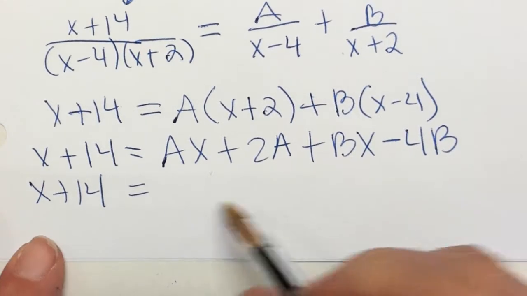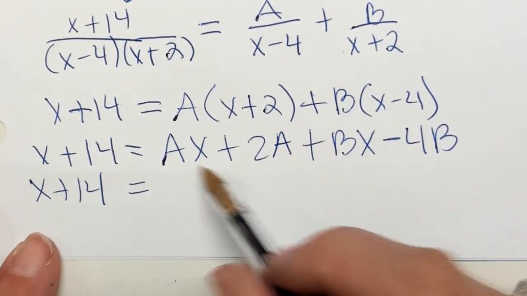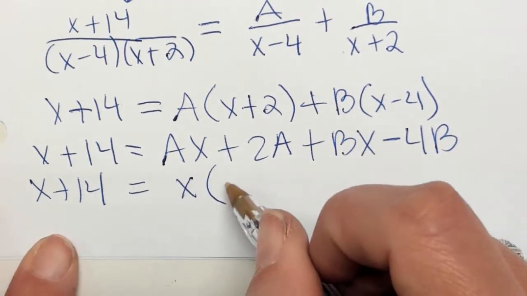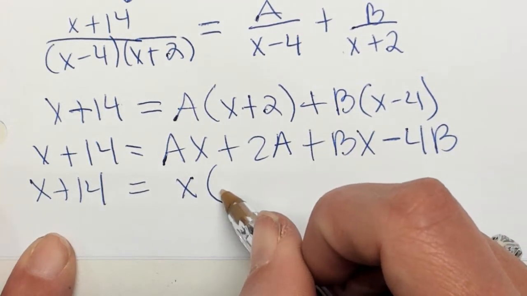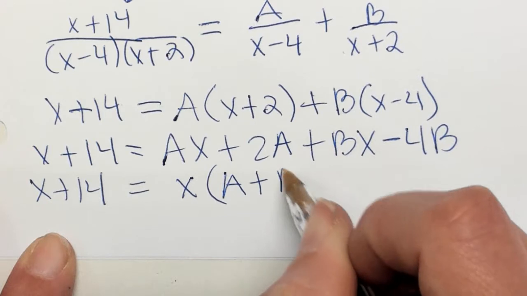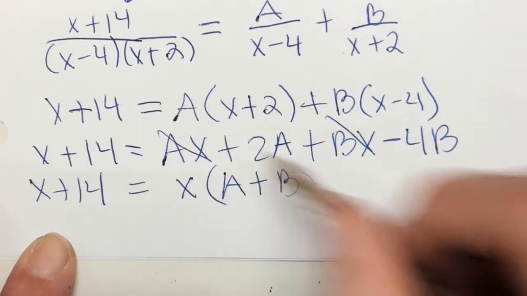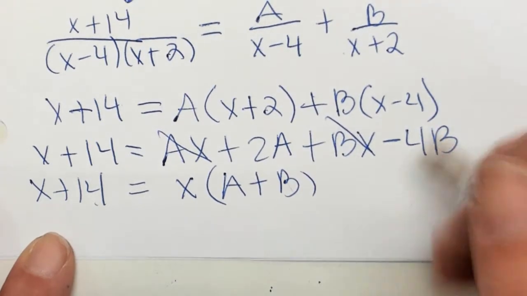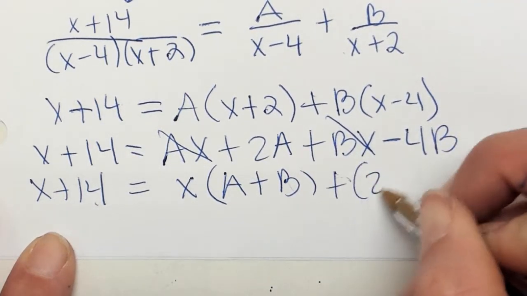This side we're going to group the x terms together. So we'll put an x on the outside, and if I take an x from both of these, I'll have what on the inside? A plus b. Good. These terms don't have anything in common, but I'm going to group them together because we got to set this equal to our constant term.